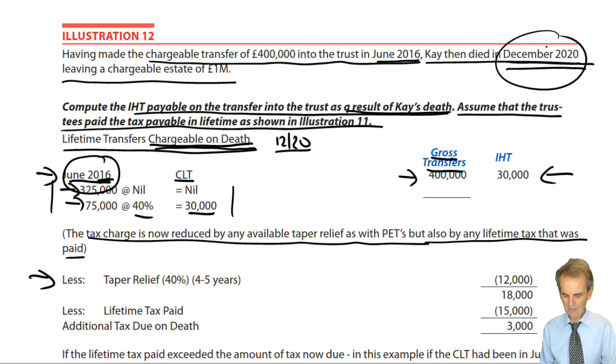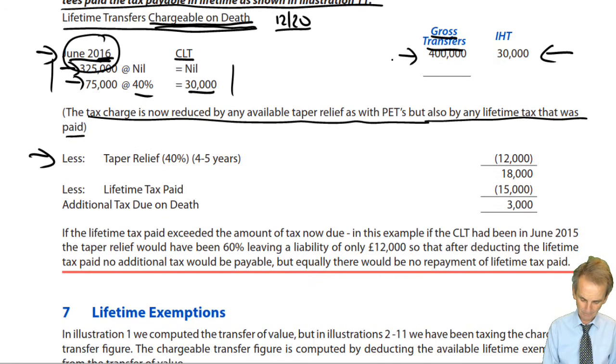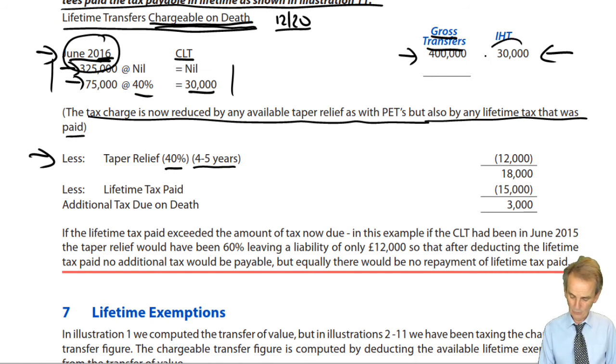No, you don't, because you died in December 20. So you've survived for between 4 to 5 years. 4 to 5 years is taper relief of 40%. 40% of 30,000 equals 12,000, bringing you down, therefore, to a figure of 18,000.